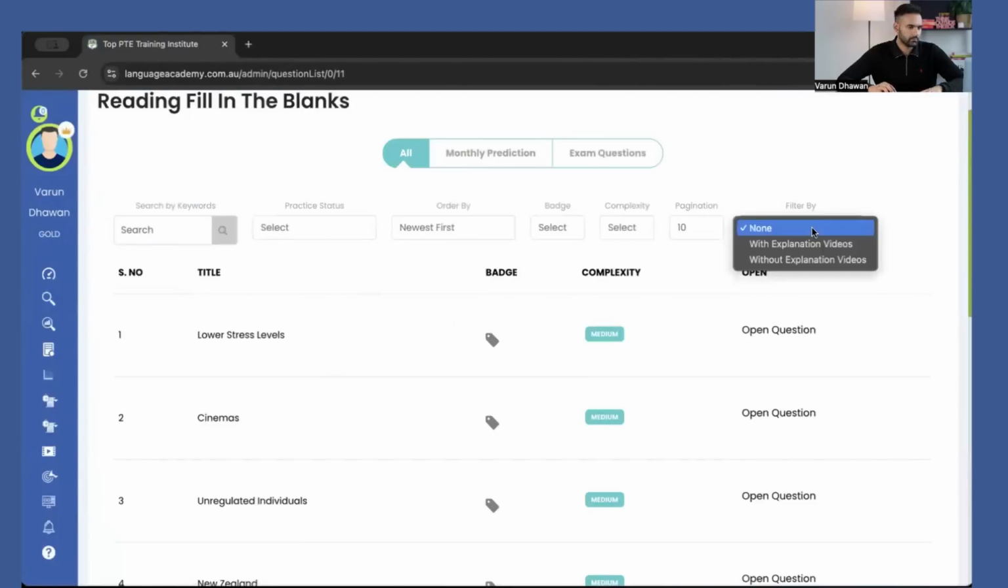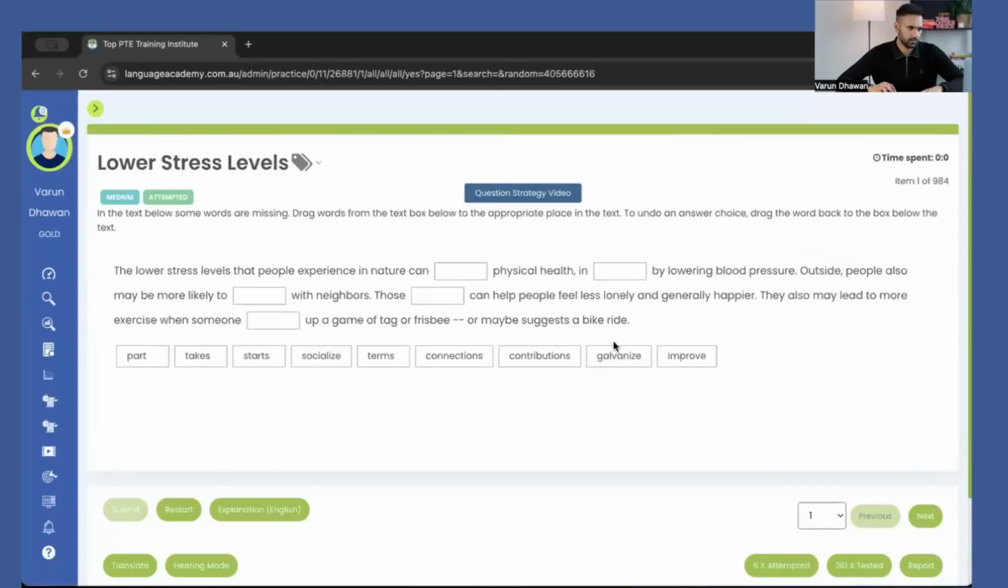All right. So we'll filter by with explanation videos so that we have explanation videos as well. Now, let's say this is the passage, right? You have to spend 2.5 minutes, quickly skim the passage. The lower stress levels that people experience in nature can dash physical health. So don't look at the options, can impact. Lower stress levels people experience in nature can dash physical health. So if you have lower stress levels, it will impact your physical health in a positive way. So a positive word will come over here.